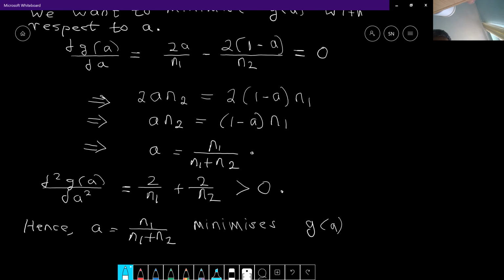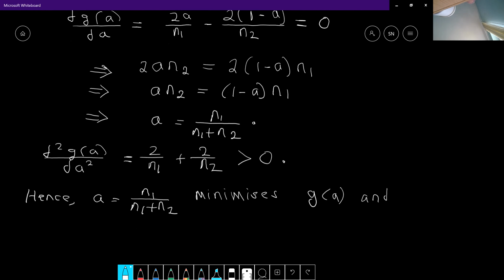and because g of a is the only term in the expression for the variance of mu hat that is a function of a, it also minimizes the variance of mu hat. So this completes question number 2.